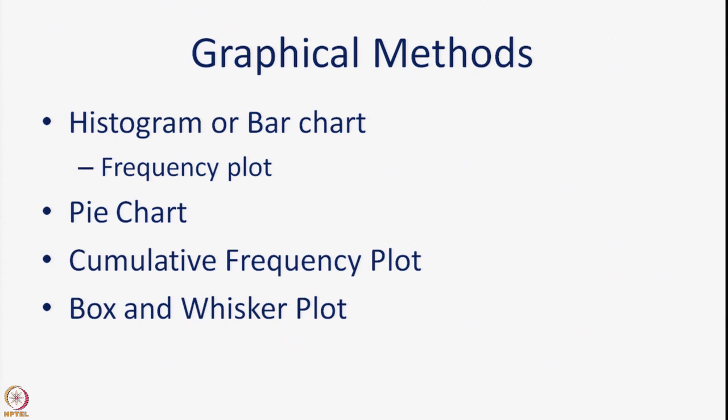And then we have a cumulative frequency plot, which is very close to the frequency plot that we are discussing here. And then the last is the box and whisker plot. It is actually a box and it has two whiskers, and therefore it is called a box and whisker plot. It is not named after any statistician or any scientist.